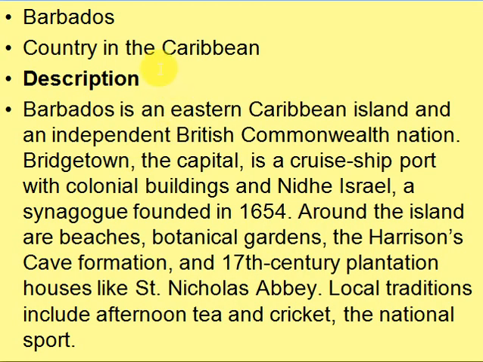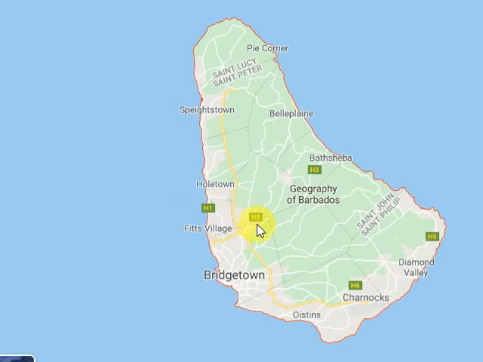A country in the Caribbean, Barbados is an eastern Caribbean island and independent British Commonwealth nation. Bridgetown, the capital, is a cruise ship port with colonial buildings. Around the island are beaches, botanical gardens, cave formations, and 17th century plantation houses like St. Nicholas Abbey. Local traditions include afternoon tea and cricket, the national sport. So here is Barbados again. You can see it is an island country.